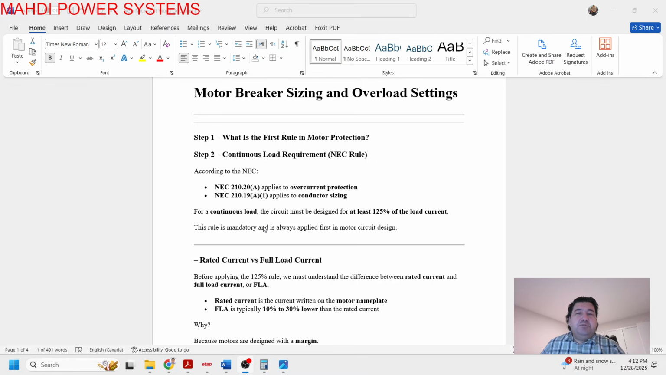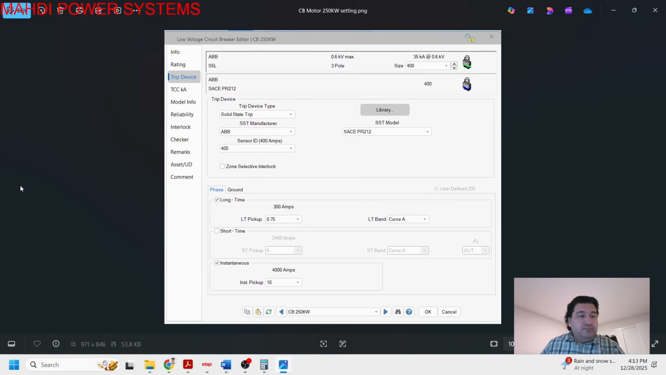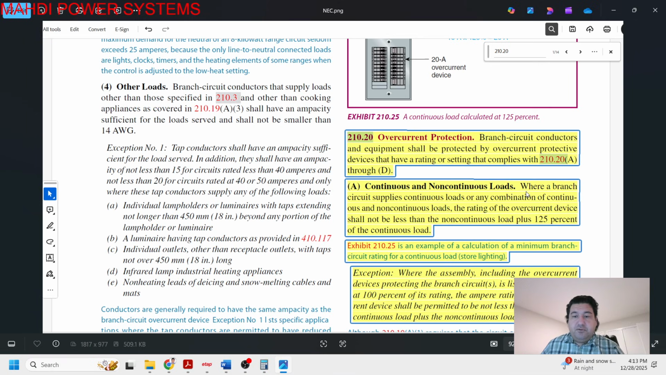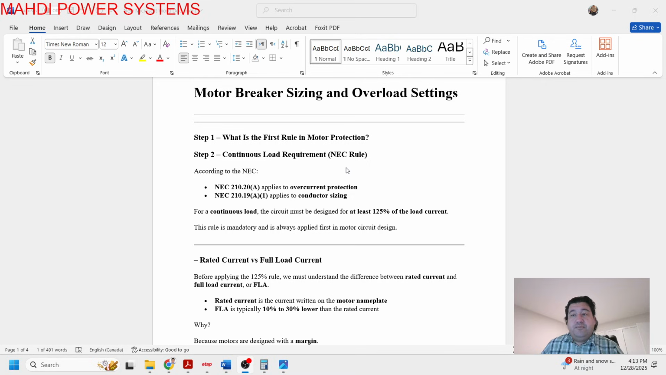Here, some people make a mistake. Let's look at this. Here it says 125% of continuous load. This is the screenshot of the NEC standard. But what is the continuous load for motors?